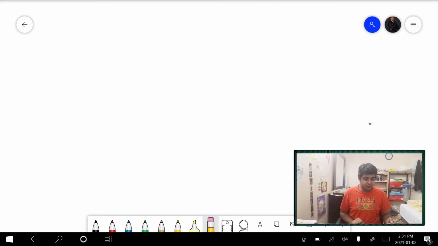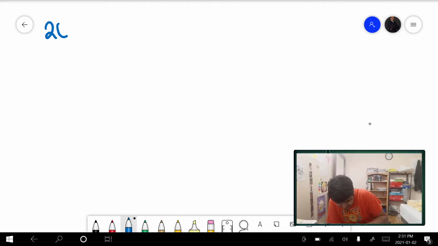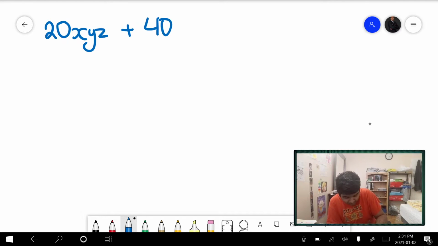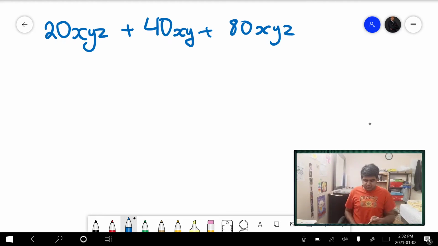So our example is going to look like this. Here's our question. Let's say we have 20xyz plus 40xy plus 80xyz, right? And when we're thinking about what to do with this question, we can get a pretty good indication from what the question itself says.